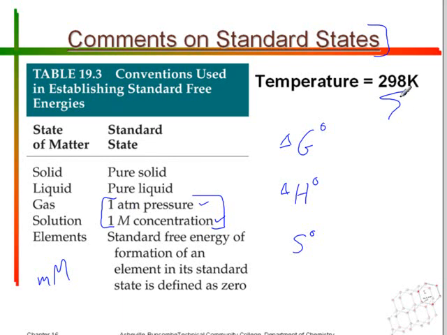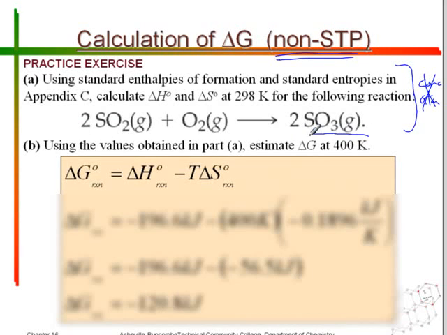What's happening here is that we're changing the temperature. If we look here, notice that it's asking for the Gibbs free energy calculation at 400 Kelvin. So the temperature is increasing. We're going to see what that does to delta G.